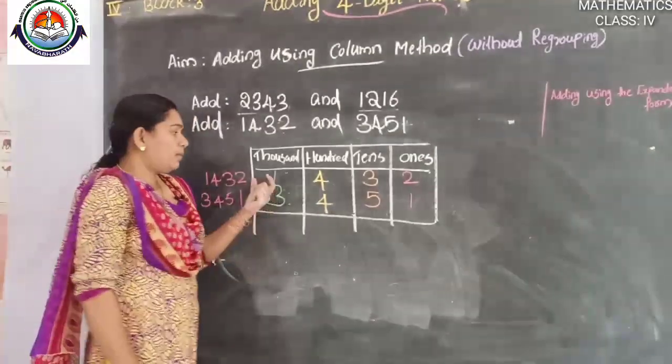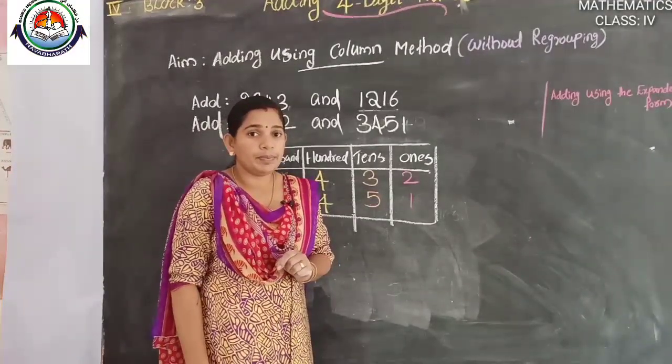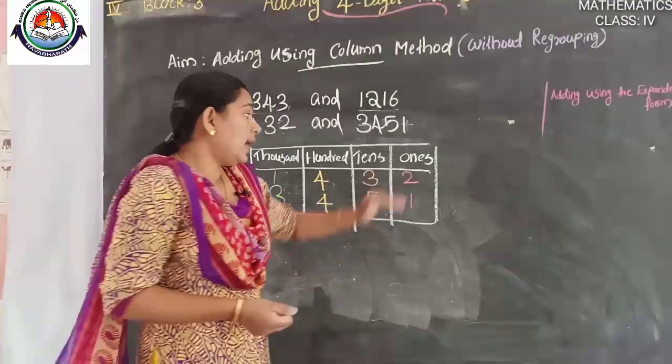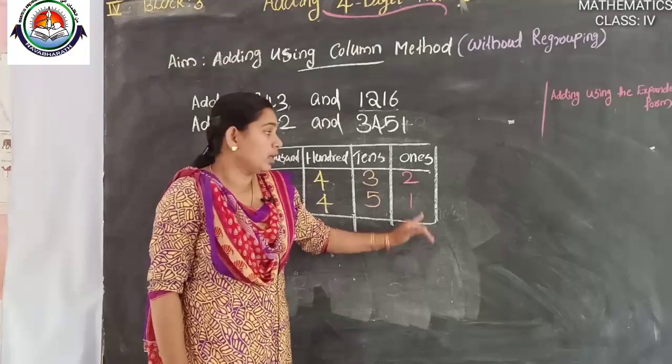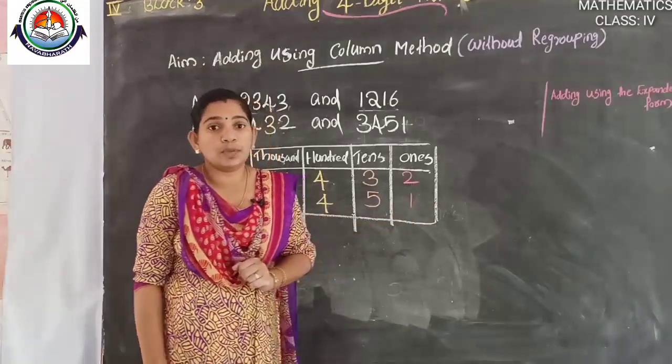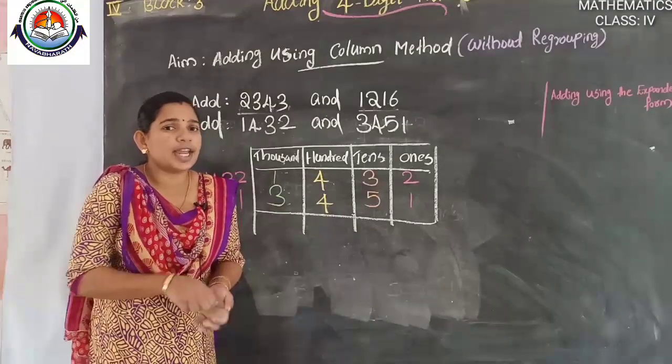Then we are placing the digits in the places. Then what do we do next? We are adding the digits in each place. How do we add? 2 plus 1. What's the value of 2 plus 1? 3.